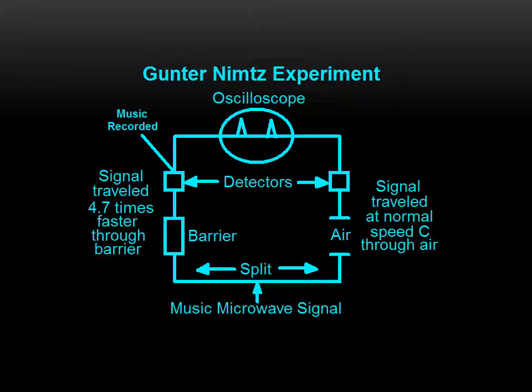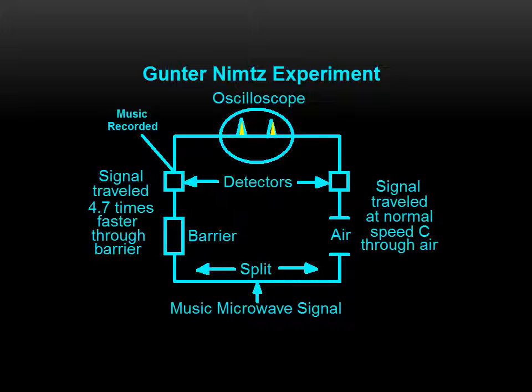Gunter Nimtz performed an experiment transmitting recorded music on a microwave. He split the signal, sending half through the air and half through a 14-centimeter barrier. He measured the arrival times of both signals on an oscilloscope. The signal traveling through the air measured at speed c. However, the signal through the barrier measured at 4.7 times c. In my opinion, the Gunter Nimtz experiment clearly demonstrates that a given light source, microwaves in this case, emits photons at a wide range of speeds.